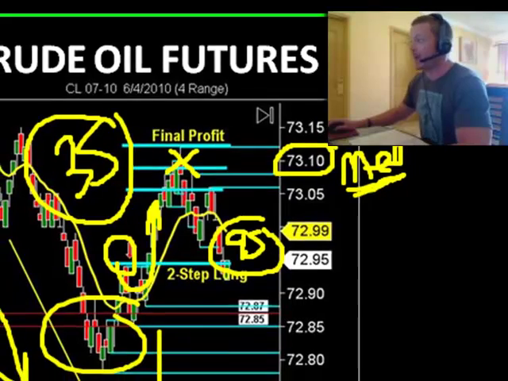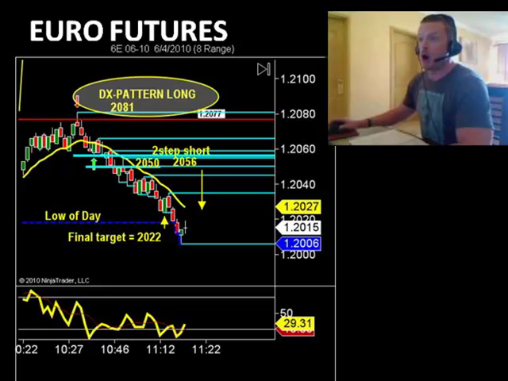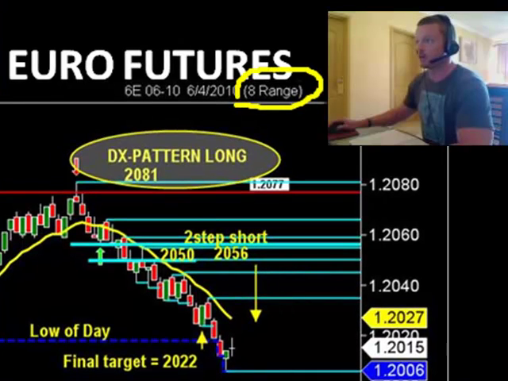All right, now let's shift back over to our medium chart. Our next trade of the morning here, guys, is over here in the euro. Now, this is a great example. This one is on an 8-range chart. See that? An 8-range chart here. So we took a scalp on the crude on a 4-range. We took a position trade on the crude with a 2-step pattern on a 13-range.